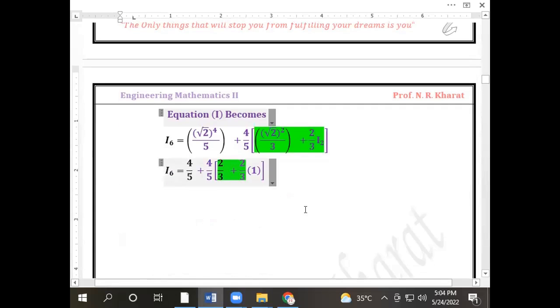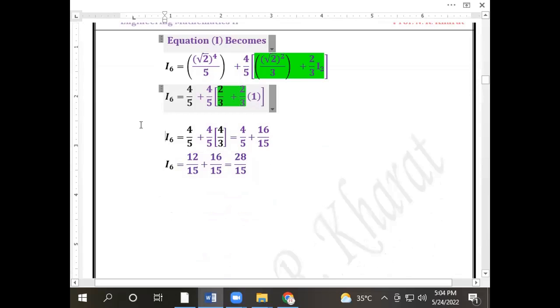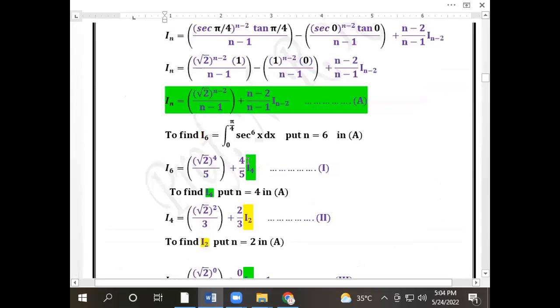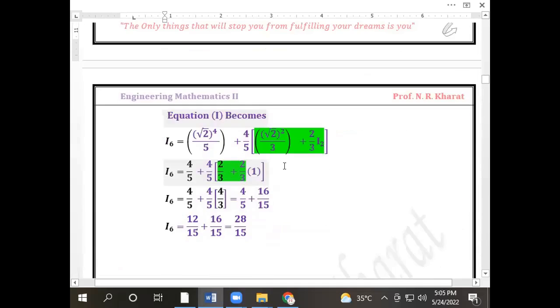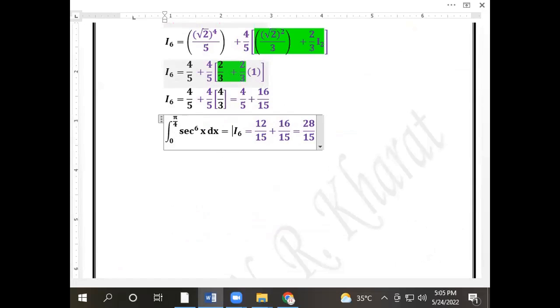So after simplifying, we get the value for I6. It is 4 upon 5 plus 4 upon 5 multiplied by 4 upon 3. So we get 4 upon 5, the first term as it is, plus 16 upon 15. 4 fours are 16, 5 threes are 15. And lastly, we get a solution of this, 28 upon 15, is the final answer of your I6. What does it mean by I6? I6 equal to this: integration of sec raised to 6x dx, where the limit runs from 0 to pi by 4. This is the value of your I6.